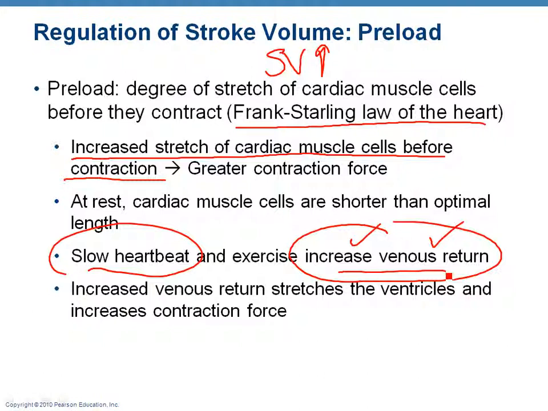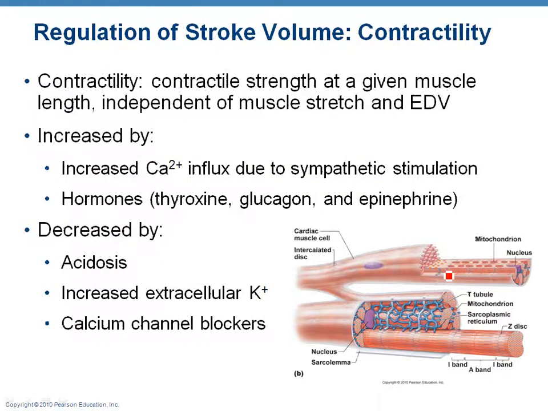Okay, so that's called preload. So getting more blood into the ventricles first, that is going to increase your end systolic volume, your ESV. No, I'm sorry, your EDV, your end diastolic volume. And just by nature of having more blood in your ventricles right before they contract, that's going to help increase your stroke volume as well.